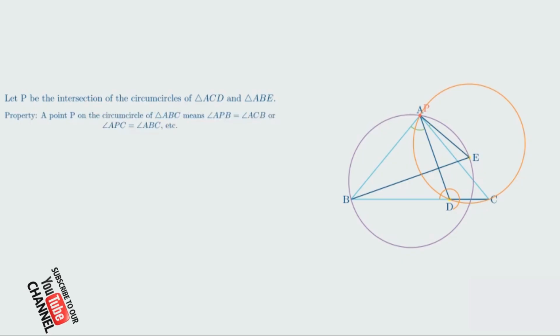The key property is that any point P on the circumcircle of a triangle ABC will form the same angle with any two vertices A and B as the angle CAB. Let's see how this helps us in the next scene.